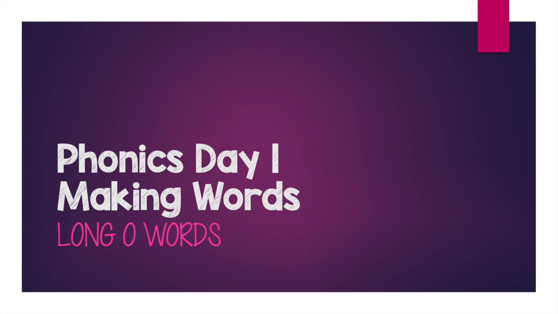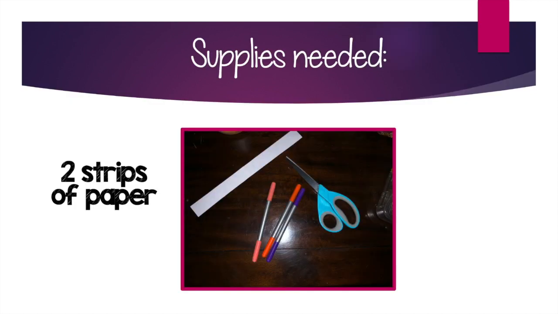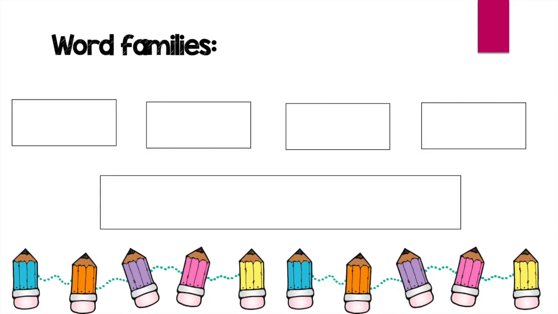Hi, second graders. This week our making words is going to be all around long O words. Our supplies will be different. We're going to use 2 strips of paper this week. So our first strip of paper, you want to fold up and break into or cut into 4 parts. 1, 2, 3, 4. And our second strip of paper is going to be just normal, how we always use it. So when you have your 4 pieces of paper, you're going to be writing word families on those papers.